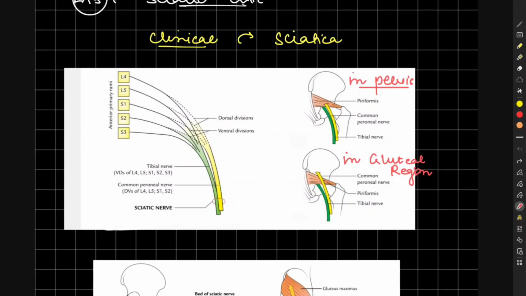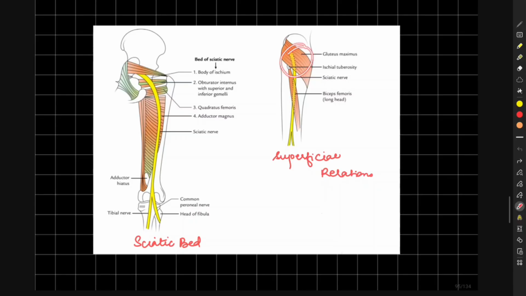Now, talking about its course in the thigh region. The sciatic nerve enters the back of the thigh at the lower border of the gluteus maximus. Then from here it runs up to the superior angle of the popliteal fossa. So here we are having the popliteal fossa. At the superior angle of the popliteal fossa, that is at the junction of the upper two-third and the lower one-third of the thigh, it terminates by dividing into the tibial part and the common peroneal part. So this was entirely about the root value, course, and the origin of the sciatic nerve.